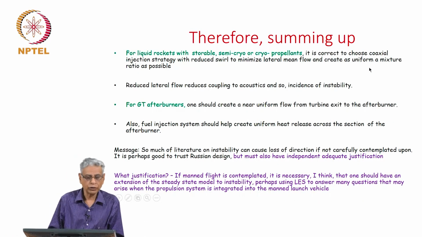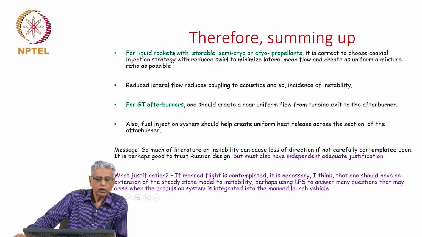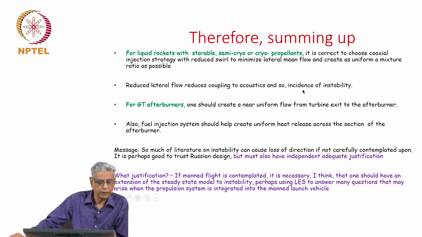Therefore, if I have to sum it up, for liquid rockets with storable, semi-cryo or cryo propellants, it is correct to choose coaxial injection strategy with reduced swirl to minimize lateral mean flow and create a uniform mixture ratio as much as possible. Reduced lateral flow reduces coupling to acoustics and so incidence of instability. For gas turbine afterburners, one should create a near uniform flow from turbine exit to the afterburner.